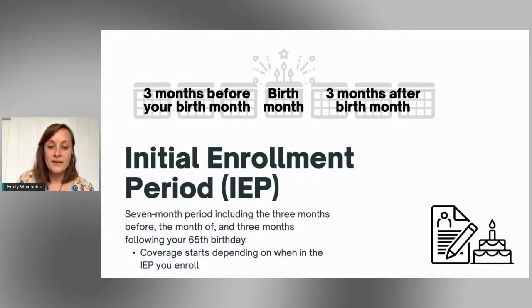So we usually recommend enrolling in the 3 months before you turn 65 because then your Medicare benefits will start on the first of your birthday month. If you enroll during your birthday month or in the 3 months after, your Medicare start date is delayed by a couple of months. And so to avoid gaps in coverage, it's best to enroll 3 months before you turn 65.